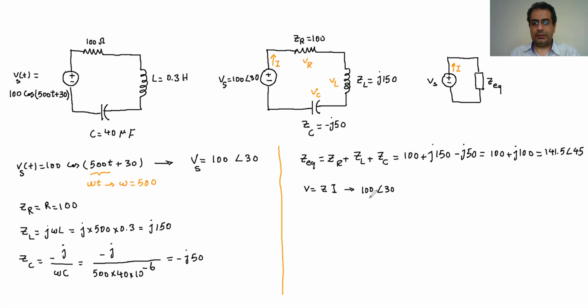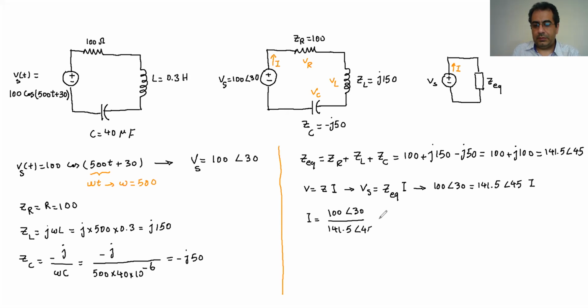Well, let me write it here. So the V_S is Z equivalent times I. So I can go ahead and say 100 with angle of 30 is equal to 141.5 with angle of 45 times I. So I can go ahead and say the I is 100 with angle of 30 divided by 141.5 with angle of 45.